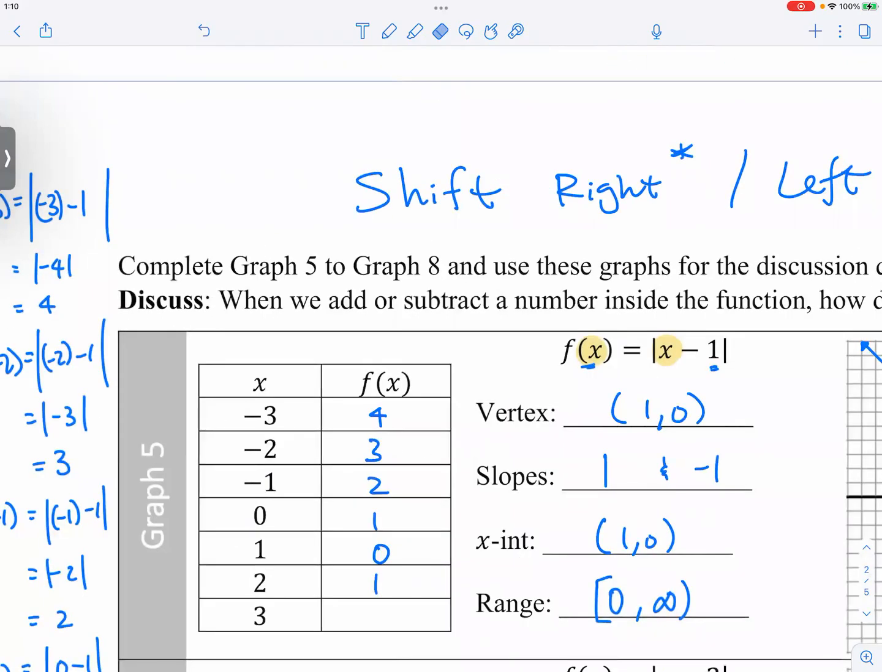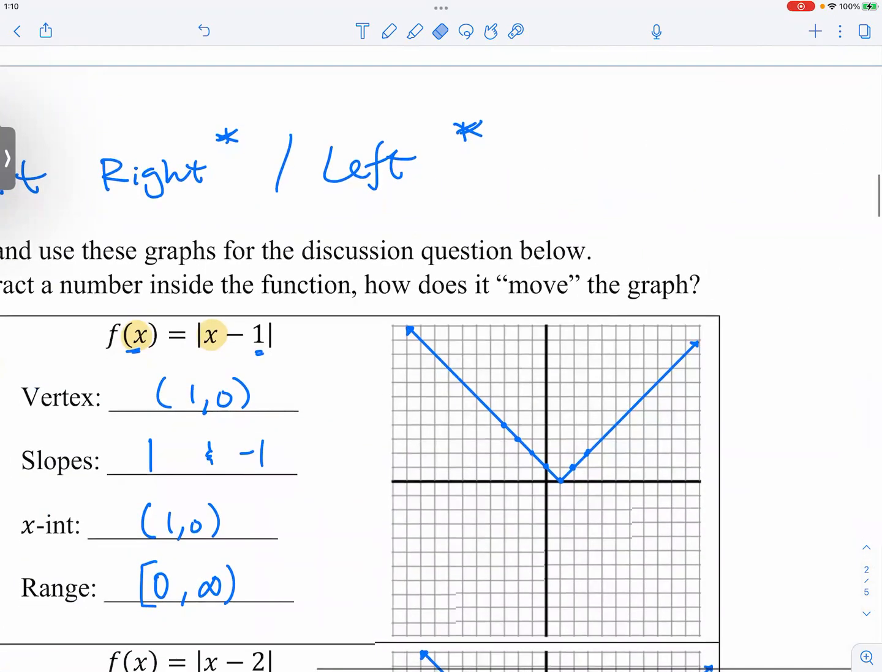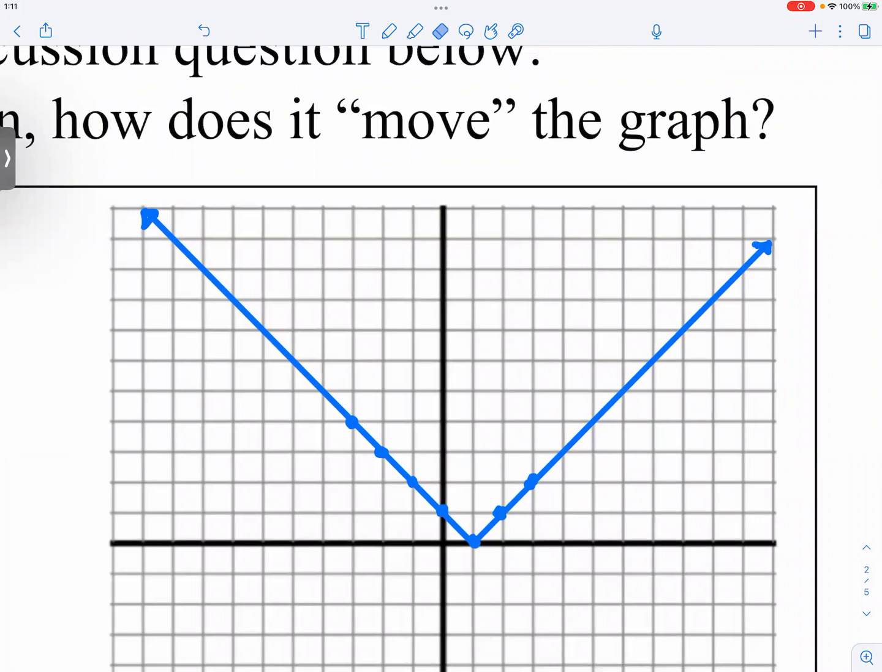And then these numbers, if you actually put these numbers into the function, so you're like, oh, let me put the -3 into x, all right? So -3 minus 1 is -4. Absolute value of -4 is 4. So you have -3 comma 4. Then you do the rest. You get these numbers. You plot them. And you have this graph right here. So compared to the original V-shaped graph, did it move to the left? No, it actually moved to the right.